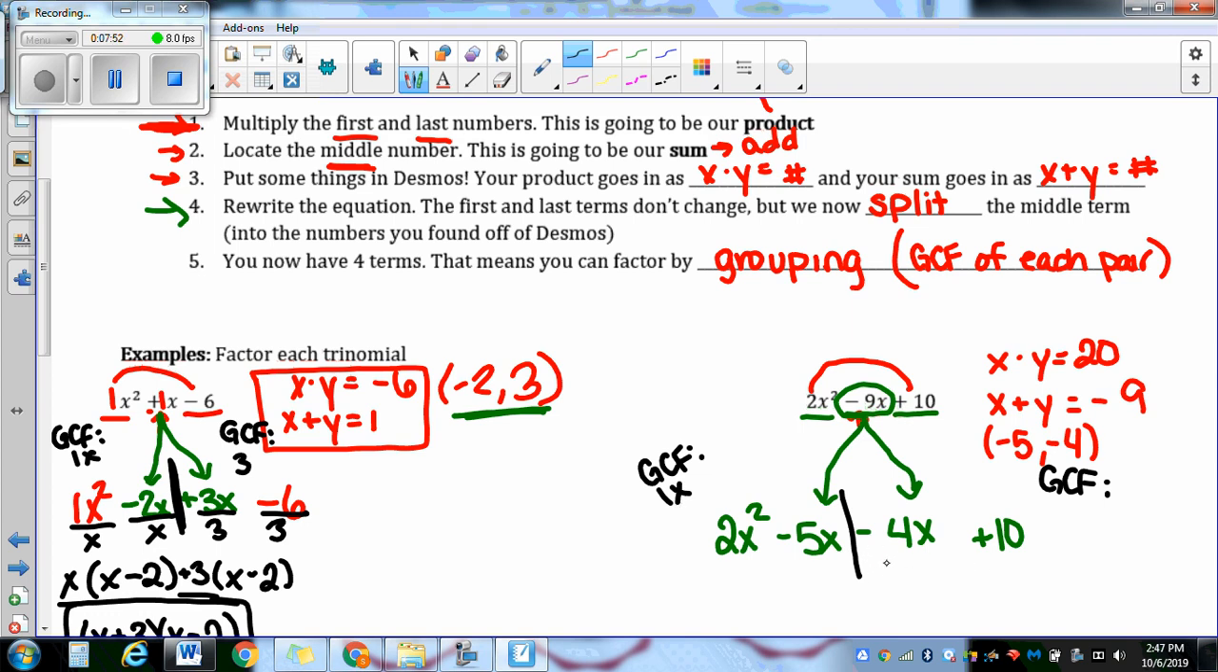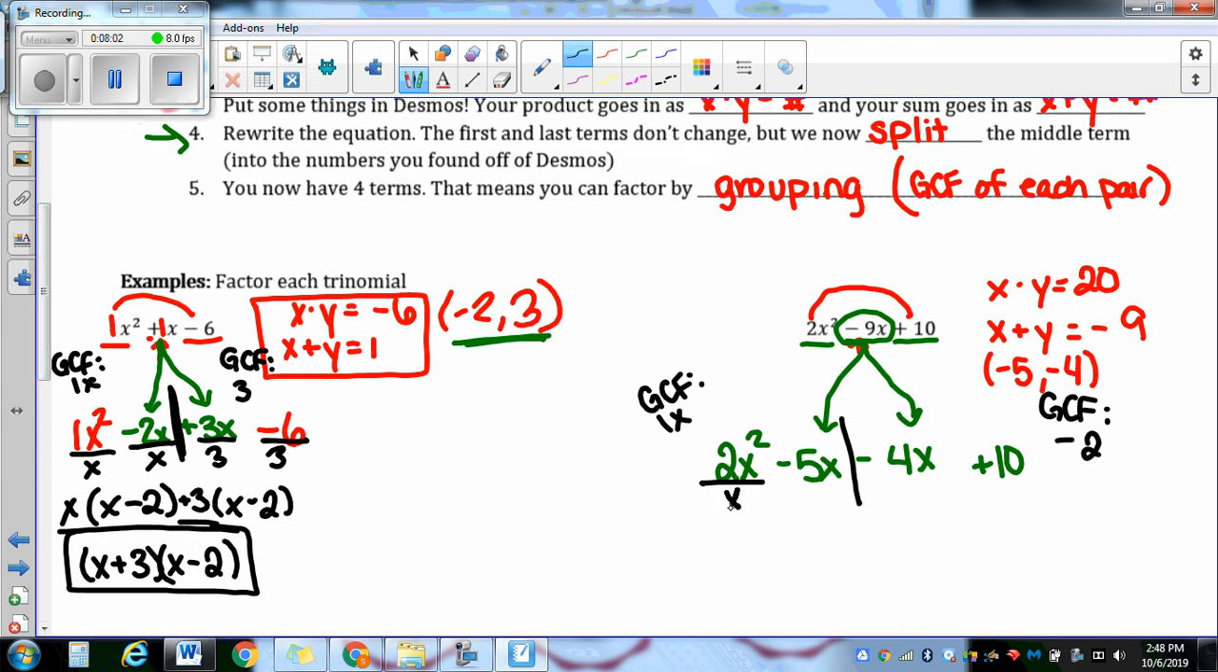Between these two guys, notice that the first number is negative, so my GCF will be negative. 4 and 10 are both divisible by 2. They don't both have an x, so I can't do anything there. So divide by 1x, divide by 1x. This gives me 2x. This gives me minus 5. Put my GCF out front. Here, divide by negative 2, divide by negative 2. Negative divided by a negative is a positive 2x. And a positive divided by a negative gives me a negative 5 with my GCF out front.